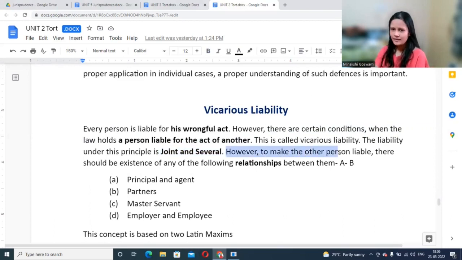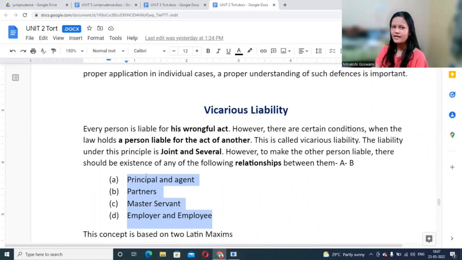However, to make the other person liable, there should be existence of any of the following relationships between them. We cannot randomly make any person liable for somebody else's wrong. But to make someone liable for another person's wrong, there has to be existence of some kind of a relation between the 2. And what kind of relation? We have 3 different types of relations. In presence of these, we can make them liable.